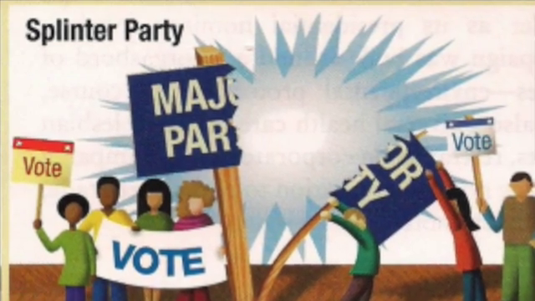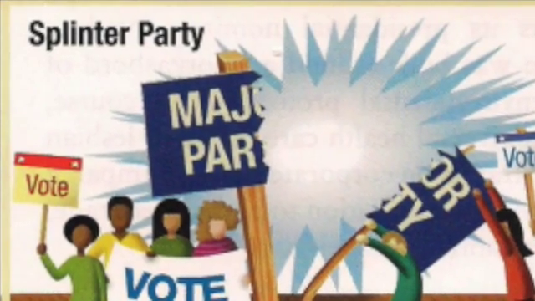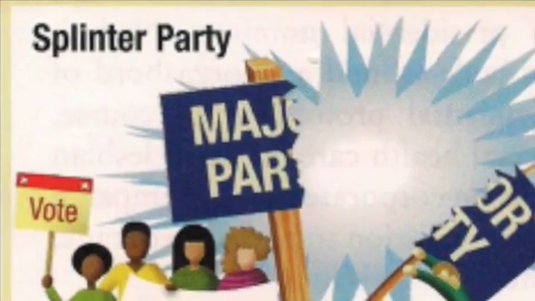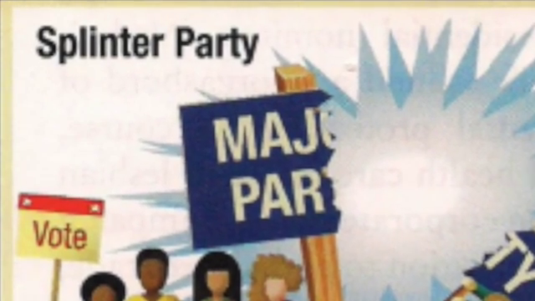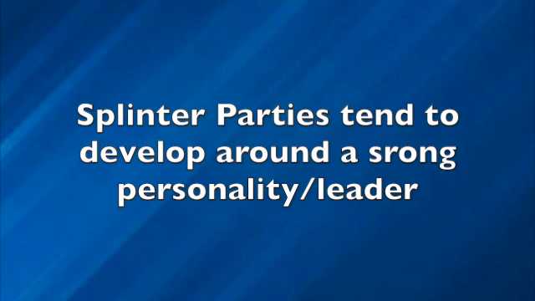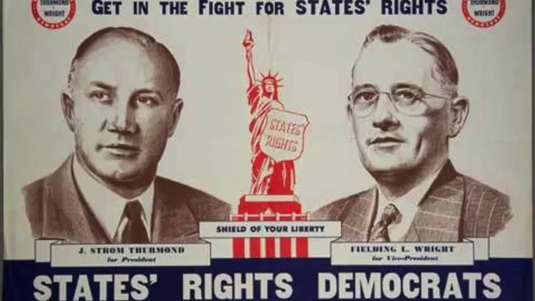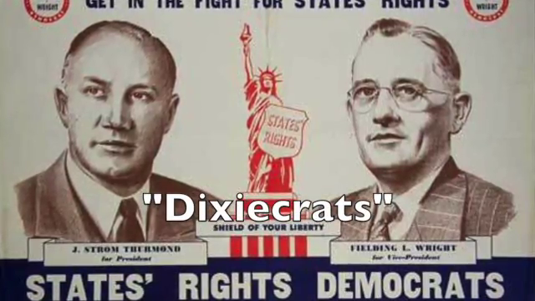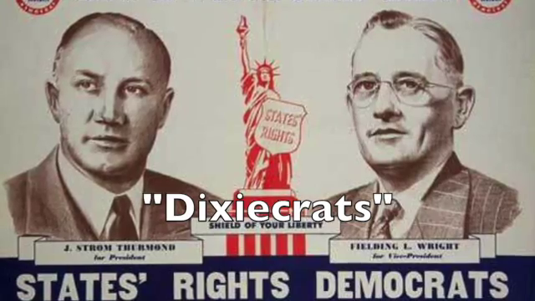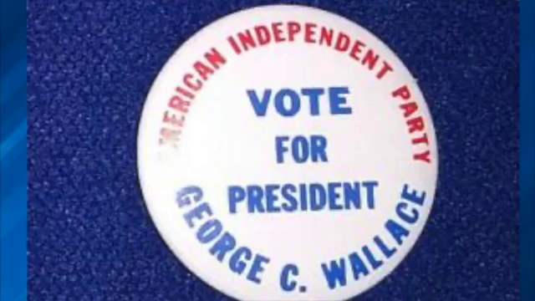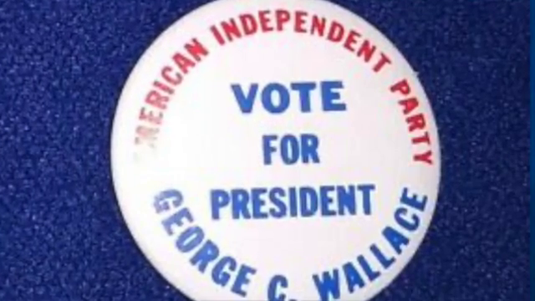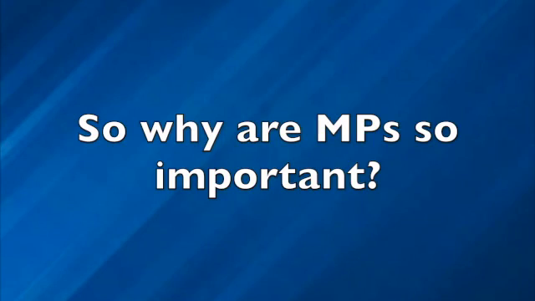Splinter parties. Splinter parties are parties that have broken away from a major party. Most of the more important minor parties throughout history have been splinter parties. The Progressive Party, which was a breakoff of the Republican Party, also known as the Bull Moose Party, was led by Teddy Roosevelt. In many cases, splinter parties have a strong personality that is their leader. Some other examples from U.S. history: the States' Rights Party, known as the Dixiecrats, which broke from the Democratic Party in 1948, and the American Independent Party in 1968.